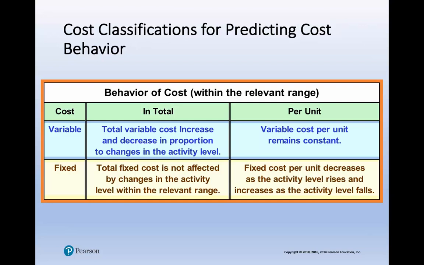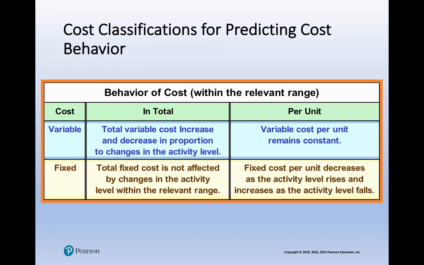Those prices are set. Whoever's running that business says, every one of our sodas is going to cost the customer $2. So the cost per unit is constant. It's always going to be $2 within that relevant range, which we're going to talk about a little bit later. But as long as it's set at $2, every time you push that button in the vending machine, it's $2. You buy one, $2. You buy two, it's $4, but each one is $2. So the variable cost per unit remains the same.